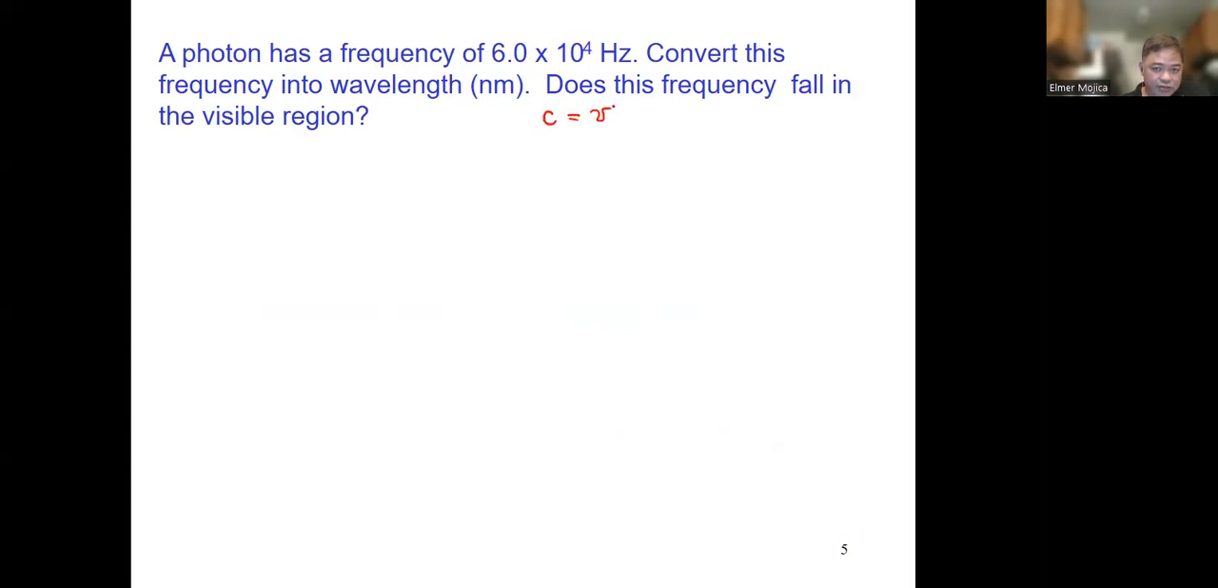c equals frequency times wavelength. So what is being asked? You're being asked for the wavelength. So with that, 3.0 times 10 to the 8 meters per second over 6.0 times 10 to the 4 hertz. If you're going to do that, this equals what? 5 times 10 to the, anyone?